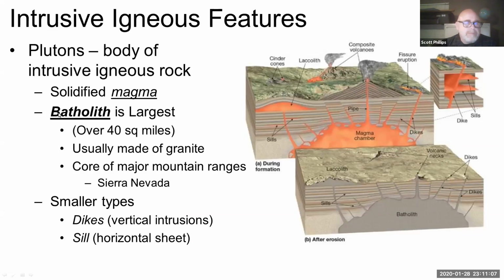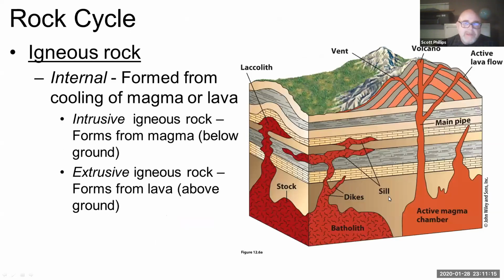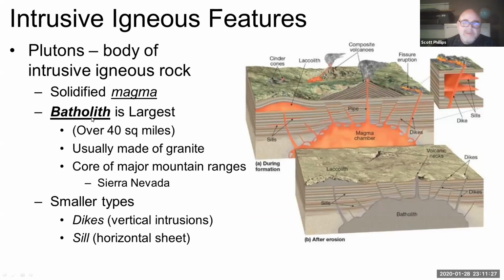I want to mention this term of batholith because this has to do with the formation of the Sierra Nevada. The Sierra Nevada is formed from what we call intrusive igneous rock. It's actually granite that forms underneath the ground from solidified magma. And because it's so big, we call it a batholith. A batholith is a big chunk of granite that forms underneath the ground. And we're going to talk more about batholiths next chapter as well, because we're going to go into a little more detail on the formation of the Sierra Nevada.